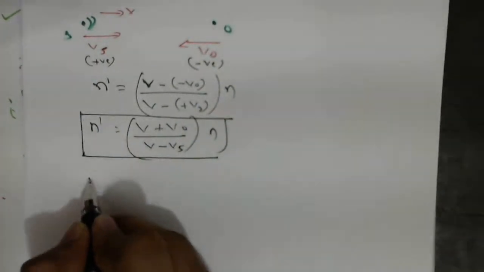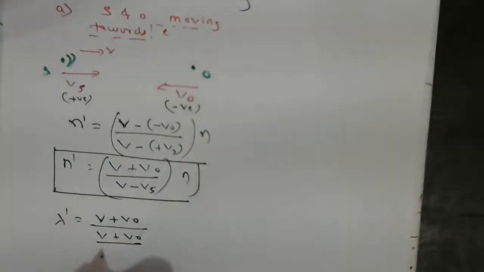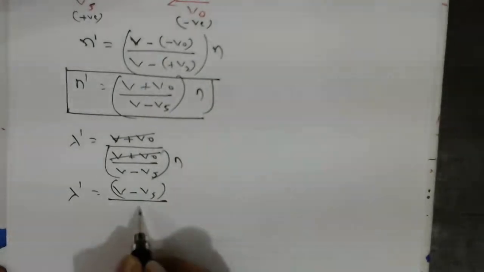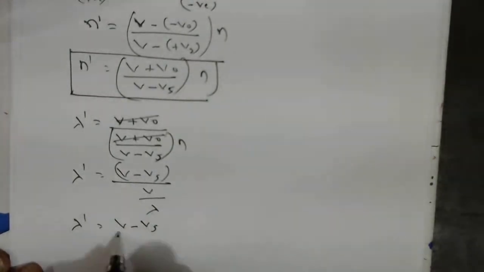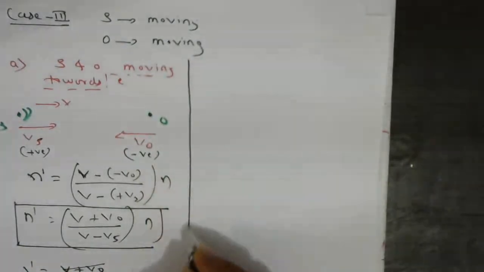This is the apparent frequency. What about the apparent wavelength? The apparent wavelength can be written as the velocity of sound with respect to the observer. These two are in opposite directions, so you have to take V plus V naught. The apparent frequency is V plus V naught upon V minus Vs into N. In lambda dash, this cancels, leaving V minus Vs divided by N. N can be written as V by lambda, so lambda goes to the numerator: V minus Vs upon V into lambda. Yes, obviously here the wavelength of sound will change.